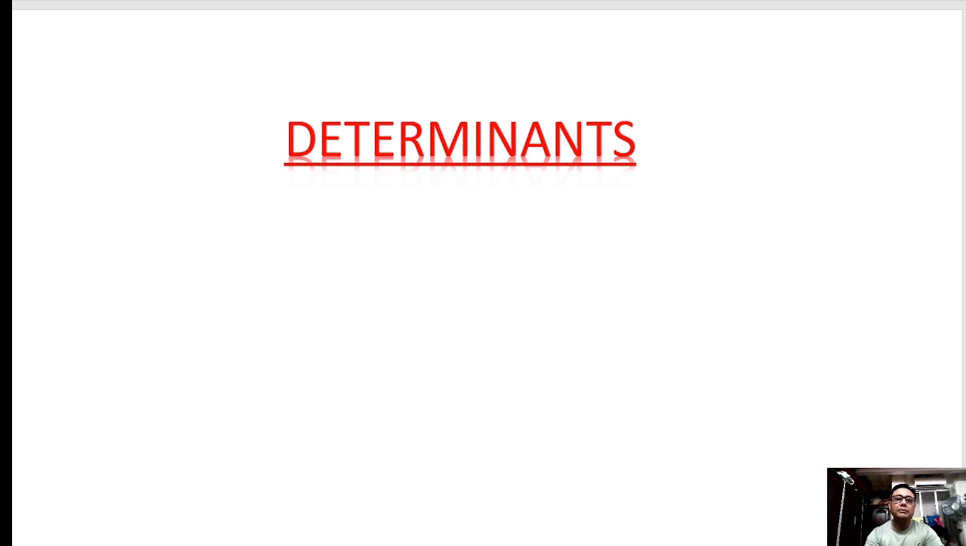So, today we will be doing another very important chapter of maths, which is determinants. As you can see from here, we will be doing the determinants chapter. As you all know, this is one of the most important topics for the ISC or the CBSE board exams. So today we are going to discuss this chapter in detail.